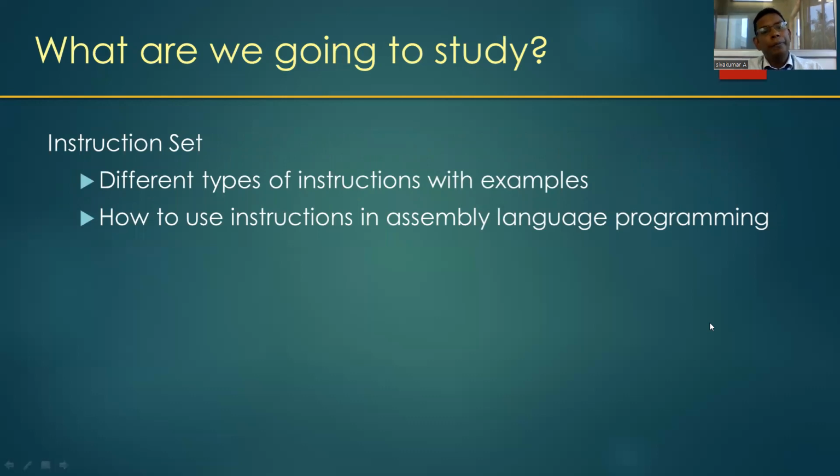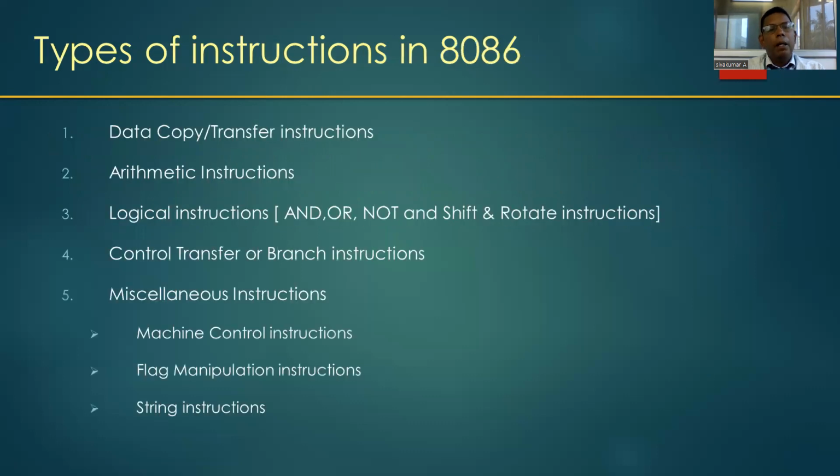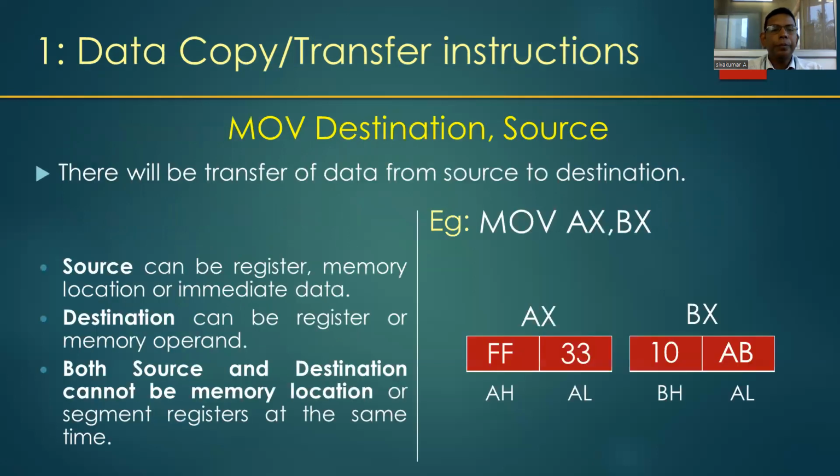We are going to study the different types of instructions with examples, and how to use the instructions in an assembly language program. The instruction sets are classified into types. There are 5 types of instruction. The first is data copy or transfer instructions, then arithmetic instructions, logical instructions, control transfer or branch instructions, and miscellaneous instructions. Miscellaneous instructions consist of machine control instructions, flag manipulation instructions, and string instructions.